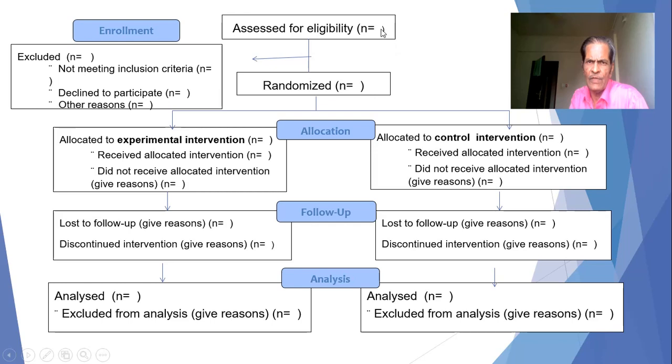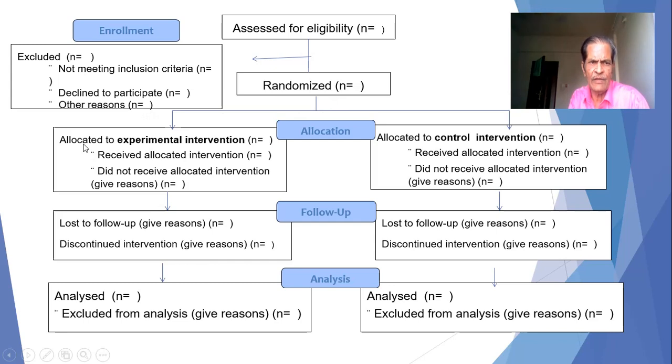This is the number of the individuals who were found and assessed for eligibility. They were eligible and they were assessed for eligibility. Then these were the number of the individuals who did not meet the inclusion and exclusion criteria. These were the persons who declined to participate, and these are the persons who were not included for other reasons. The number and the reasons should be mentioned, and so this is the number of the individuals who were ultimately considered for randomization. Then the persons were randomized.